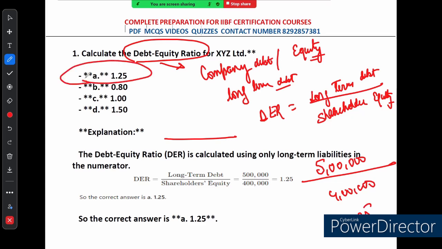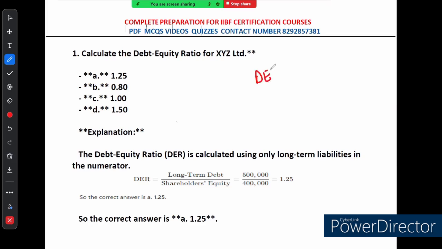So now the question is, what does this 1.25 really mean? Well, it tells us that XYZ Limited has 1.25 of long term debt for every dollar of equity. यानी $1 इक्विटी के लिए कंपनी XYZ के पास टोटल $1.25 डेप्ट है. So you can see it clearly that the ratio is greater than 1. That means DER is greater than 1. So a ratio greater than 1 indicates that the company is using more debt than equity.